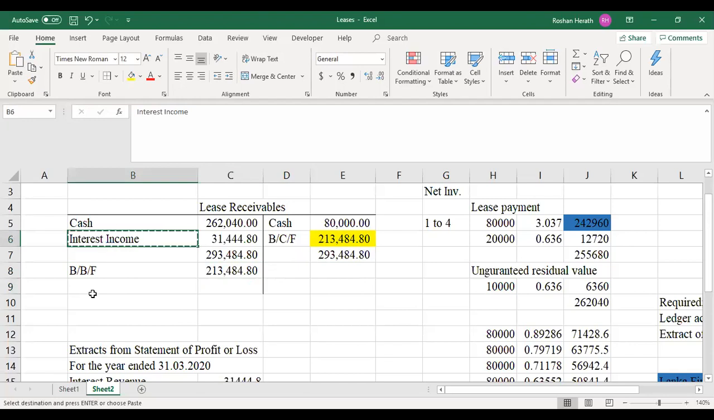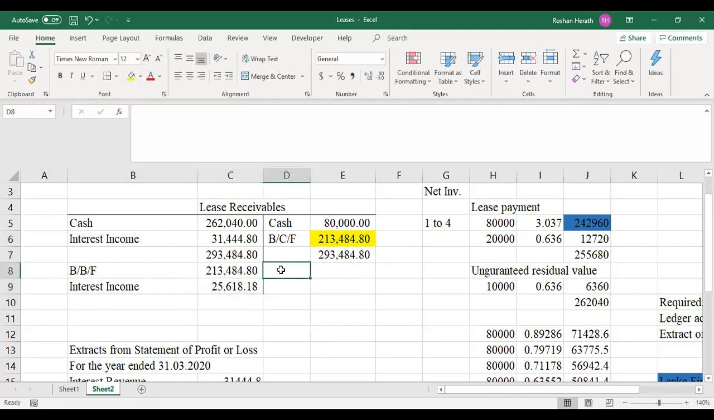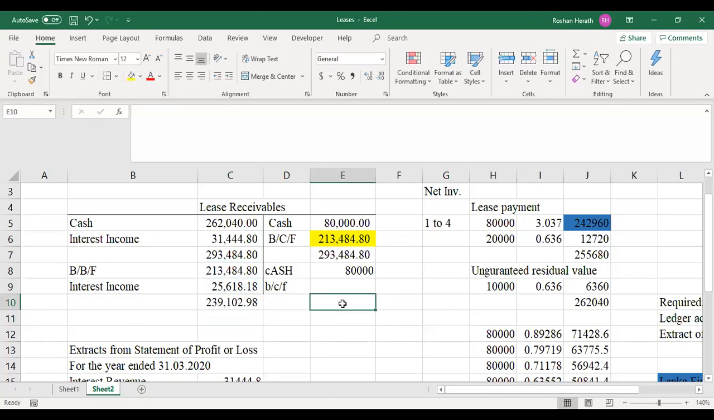So again, even for 2021, you need to work out the interest income. That's going to be like 1, 2. Again, the cash you would receive, so it's 8,000. And the balance carried forward you're getting. Take the summation. 139,102.98. The balance carried forward comes as this much. So it is 159,102 at the end of the second year.